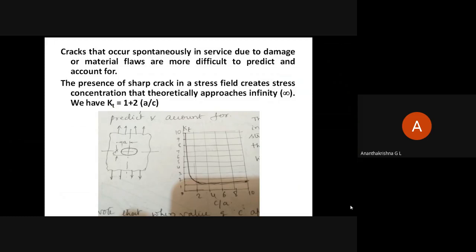This is C by A. In the diagram, what you see is C by A on the x-axis, and this is Kt on the y-axis. This is 0, 1, 2, 3, 4 up to 10, and this is the value of A, this is the value of C. And note down this equation for stress concentration.